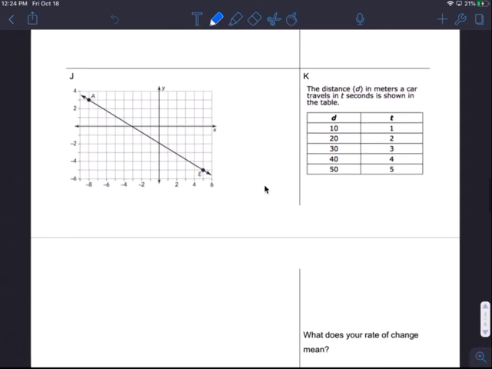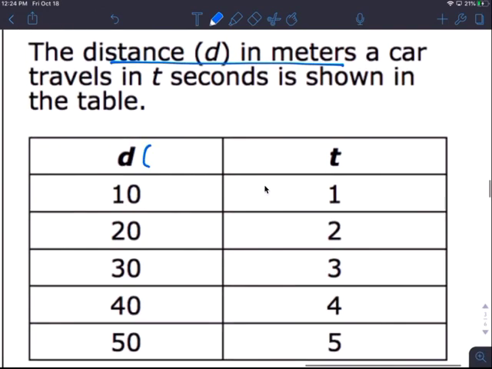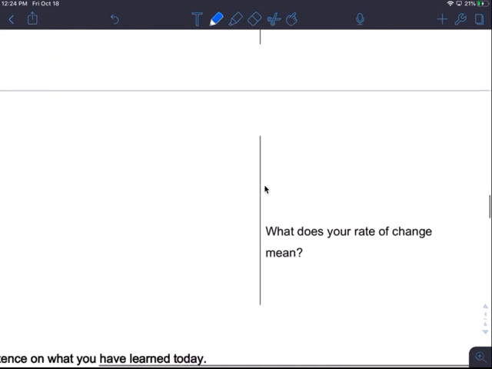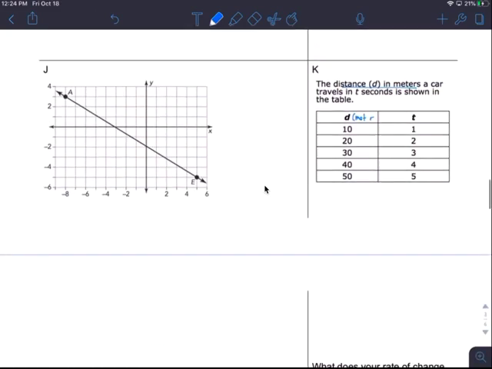I'll do K first. Find a distance to D. D is distance in meters. The reason I write this is because you need to know what it means. What does your rate of change mean? Make sure you write a sentence on what you learned today, okay?